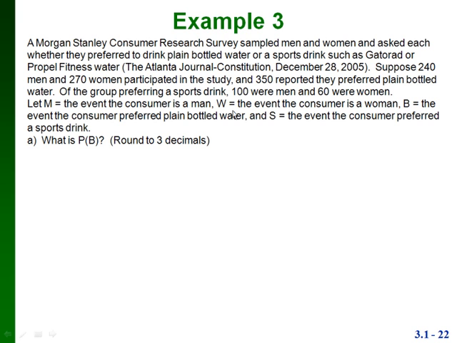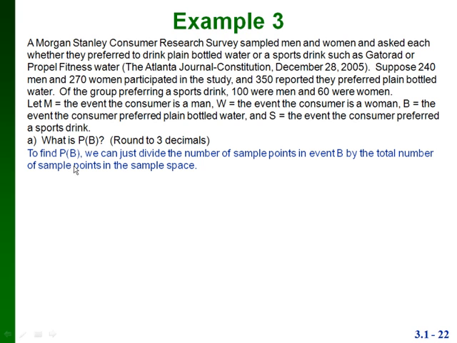So we're going to define 4 events. M is the event the consumer is a man. W is the event the consumer is a woman. B is the event the consumer preferred plain bottled water. And S is the event the consumer preferred a sports drink. First of all, we want to find the probability of B. So B was our event that the consumer preferred plain bottled water.